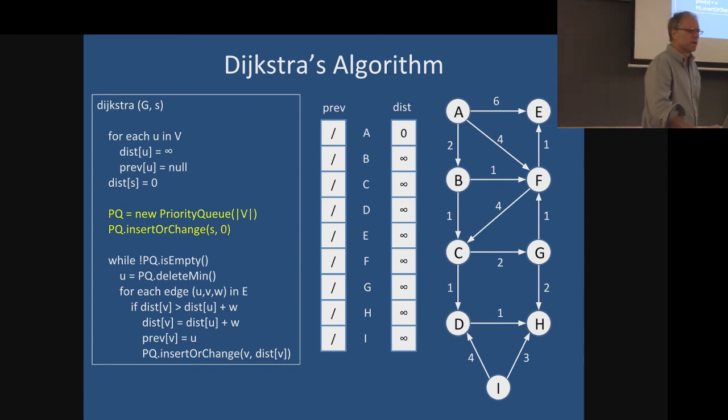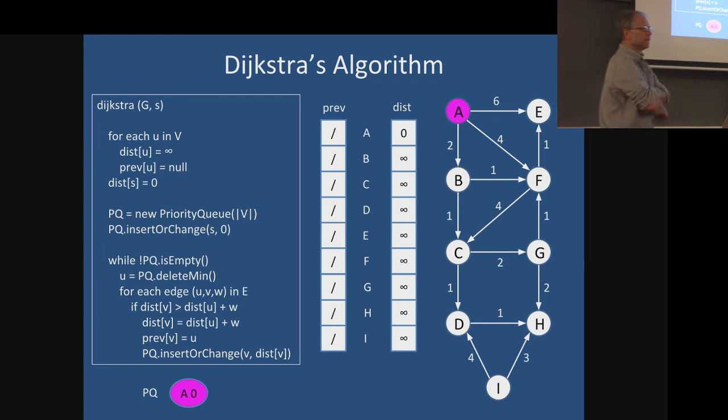Okay. Then we create a priority queue of size V. So I tell it the maximum size it's going to have. And then I stick S, which in this case is A, into the priority queue with a weight of 0. So in the priority queue, the vertices go into the priority queue, but they have a weight. And that weight is their current best known distance of that vertex from the root. And of course, with A, we know exactly what it is.